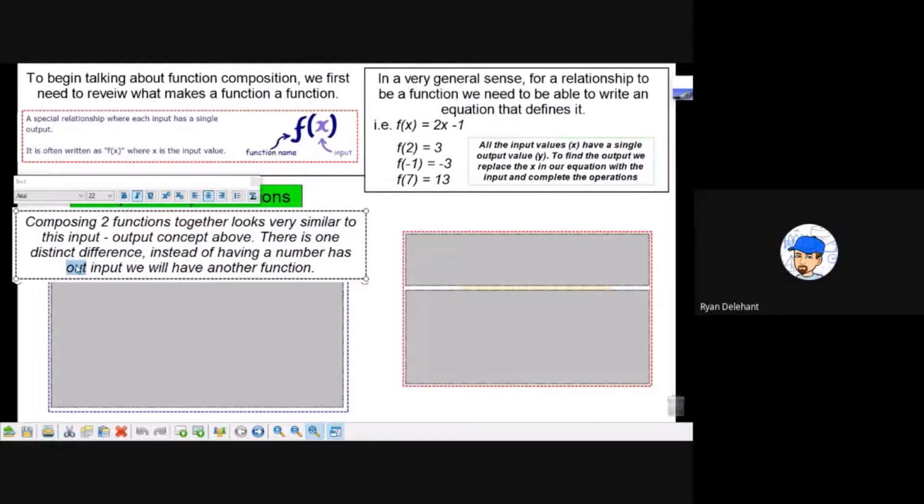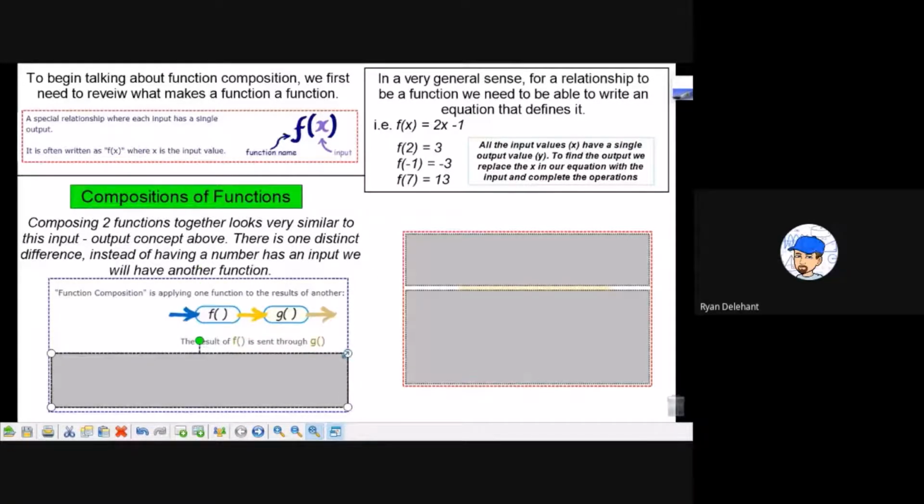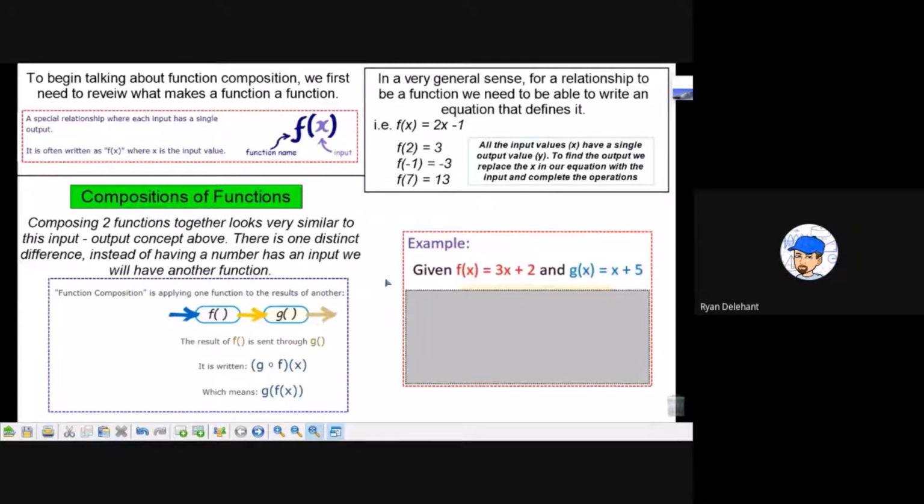we have another function as an input. So for example, when we did this, and this has this special notation, either this little circle, g of f of x or g of f of x, what happens is instead of plugging a number into the function, we're actually going to plug another function into our function, meaning you'd put the number through f and then you'd put the result through g. So what that would look like in an example.